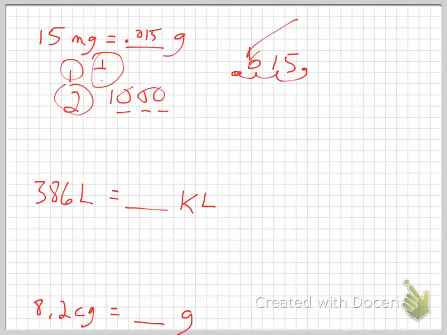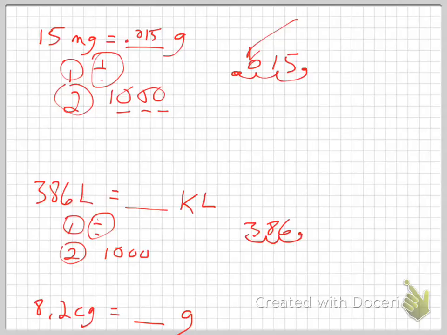Okay. This next one here, we're going from liters to kiloliters. What does that mean? Liters is in the middle, and kiloliters is big. So small to big, we divide again. How many liters are there in a kiloliter? 1,000. I have 386. I'm dividing, which means I move it to the left. 3 spaces. Why 3? 3 zeros. 0.386.